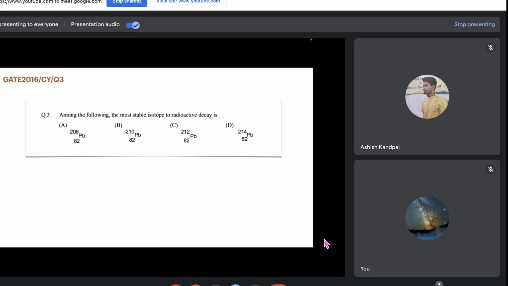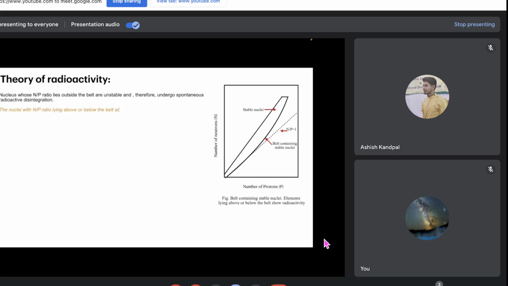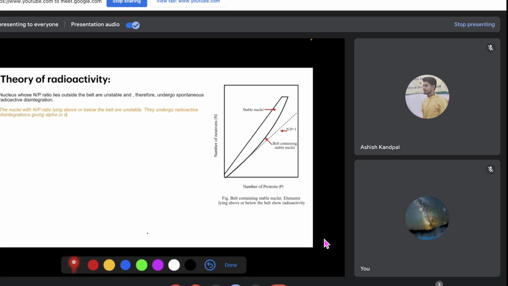Before I go through the question, let's go through some basics. The theory of radioactivity states that the nucleus whose N upon P ratio lies outside the belt is unstable and therefore undergoes spontaneous radioactive disintegration. The nuclei with N upon P ratio lying above or below the belt are unstable, so they undergo radioactive disintegration, giving out alpha or beta particles in such a manner as to yield stable nuclei.